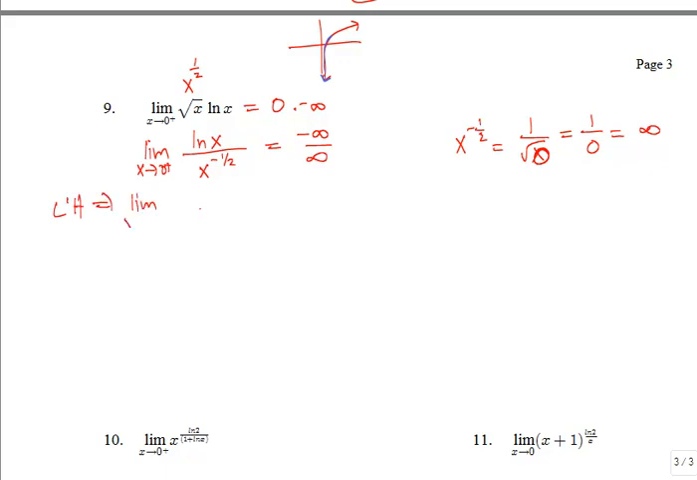So we're going to take the derivative of the top. The derivative of ln of x is just 1 over x. And the derivative of the bottom with our power rule, we bring down the negative 1/2 and we subtract 1 from the power. So this is going to become a negative 3/2 power. All right, now you want to clean this up.